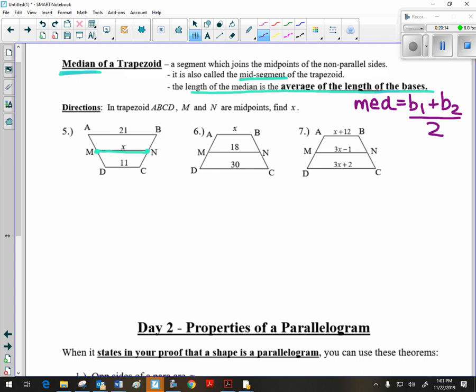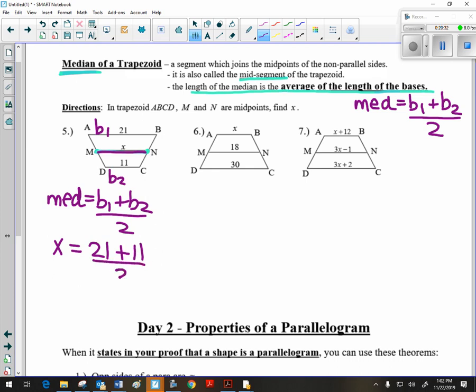So in here, if I use that formula that the median is equal to base 1 plus base 2 divided by 2, the median in this one is labeled as x. Base 1 is 21 on top. Base 2 is 11 on bottom. And I'm going to add them and divide by 2. So that's 32 divided by 2, which means my median, which is labeled as an x, turns out to be 16.